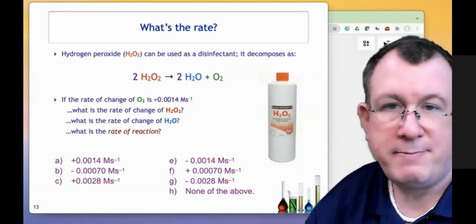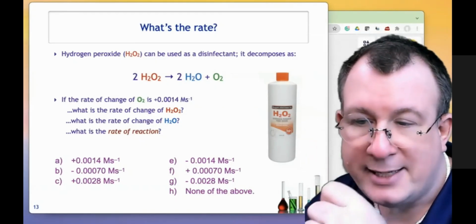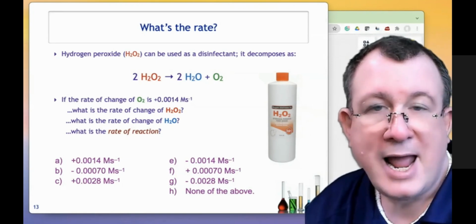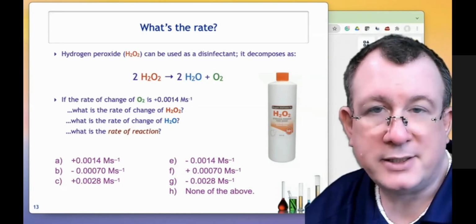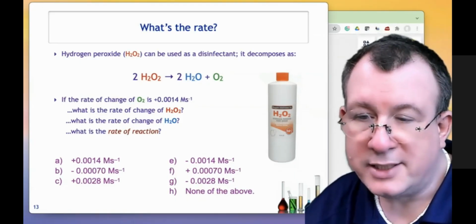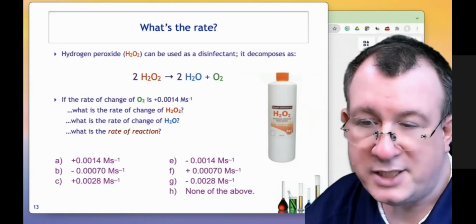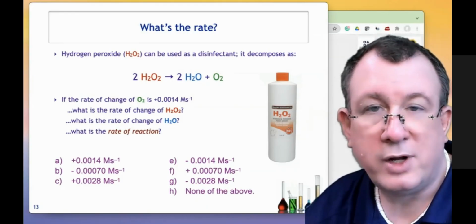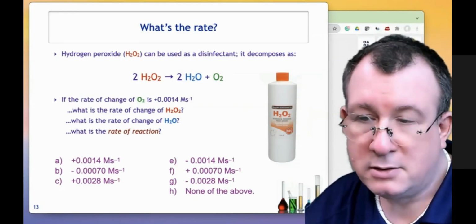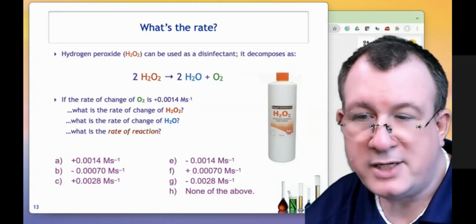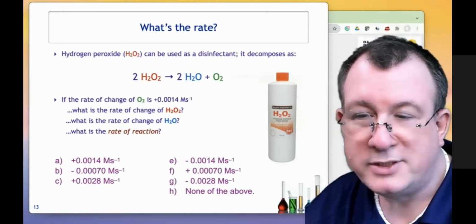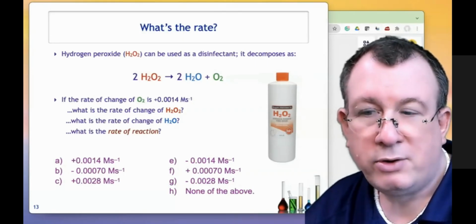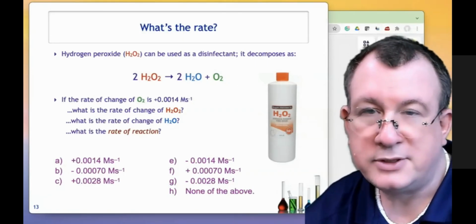Now, let's say you've got a bottle in your medicine cabinet, and we left it uncapped. So it's starting to decompose. It's starting to break down. And we want to find out how fast it's breaking down. I can put an oxygen meter next to it, and I can determine that the rate of change of oxygen in this reaction is plus 0.0014 molarity per second. Okay, so if that's the rate of change of the oxygen, what's the rate of change of the peroxide? How is the peroxide changing? And there's a couple numbers to pick from here. What do you think?